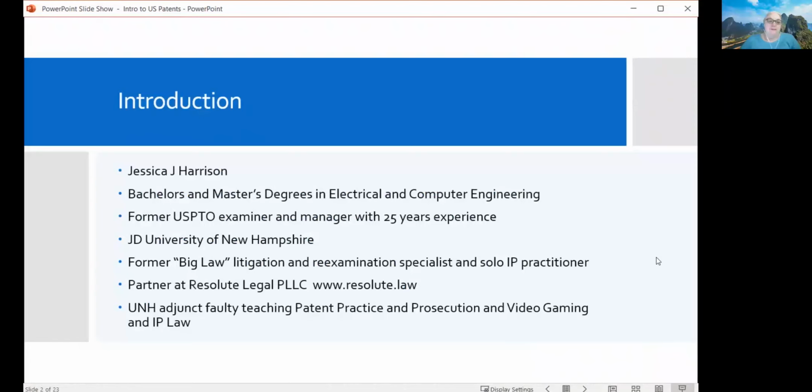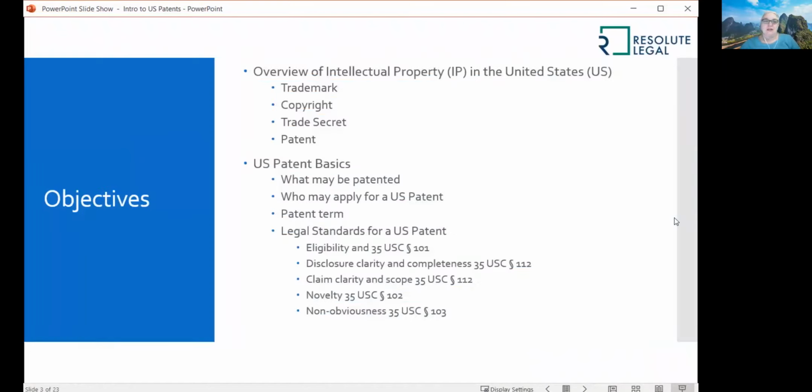Today we're going to talk about the basics of the U.S. patent system. I believe you've been told that I worked at the U.S. Patent Office for many years, which is true. And so we're going to cover the basics. The objective for today is to make sure everyone is aware of the basic forms of intellectual property that we have here in the United States, which encompass trademarks, copyrights, trade secrets, and patents. And then we're going to speak about the basics of a United States patent.